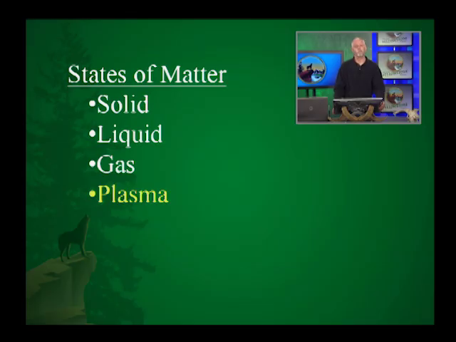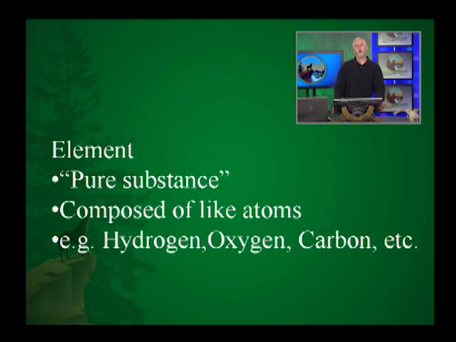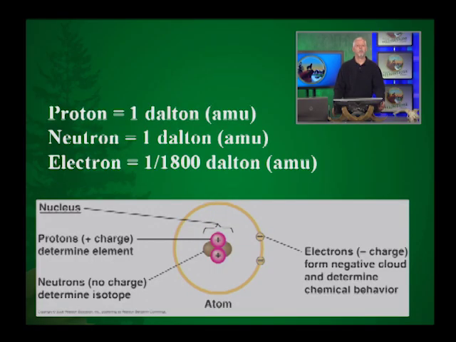Okay, so when we talk about matter or chemistry, we're really talking about elements, and elements are composed of so-called pure substances. Pure substances are composed of like atoms, and examples would be things like hydrogen and oxygen, carbon, nitrogen, and others that we'll certainly be talking about regularly in this class.